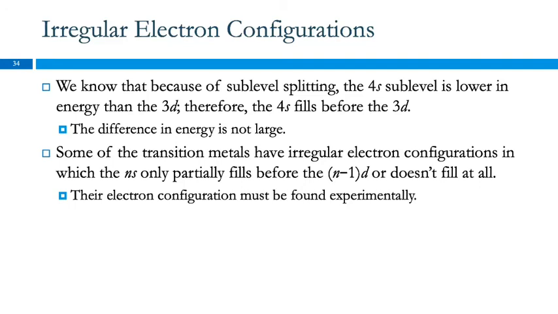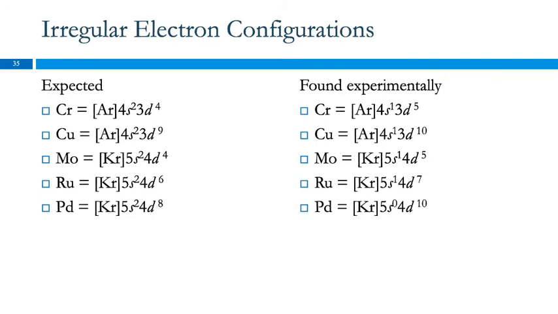Irregular electron configurations. So because of the sublevel splitting the 4s fills before the 3d. The difference in energy there is not large. It's a small difference. And so some of the transition elements fill that up irregularly. And in the analogy of the hotel, this is like a Groupon deal, where if you meet these specific requirements, you get a benefit, right? A discount. These electron configurations must be found experimentally. And so I'm going to show you some of them, and I'm only going to require you to remember 2 of them. So here are 5 irregular electron configurations. There's more, especially with those guys way at the bottom, but we're not even going to think about them.